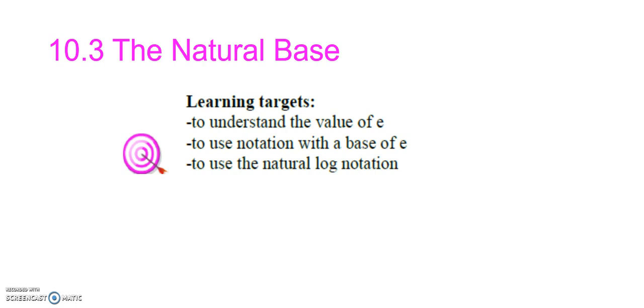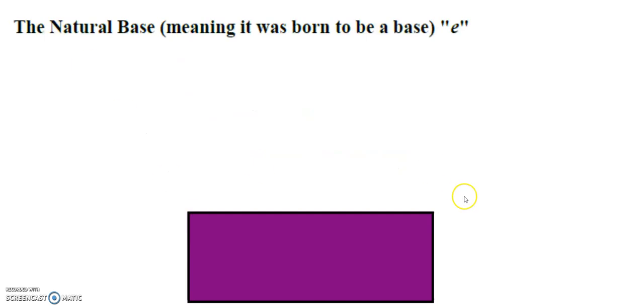And the natural base deals with the number e. Yes, I said number e, not letter e. e is a transcendental number. It's going to go on forever, non-repeating, no patterns, just like pi does. So we are going to spend some time understanding the value of e using notation with a base of e and using what we call the natural log. Again, common log is base 10, natural log is base e. So the natural base, meaning it was born to be a base, it's in its nature, is the number e.